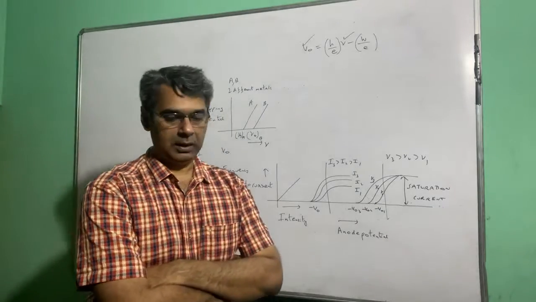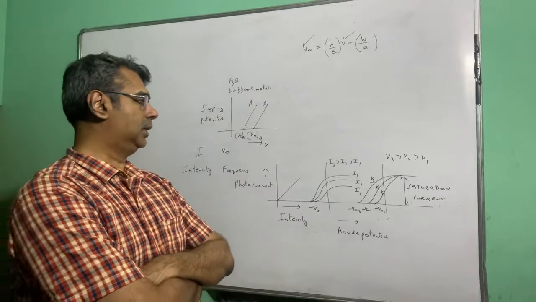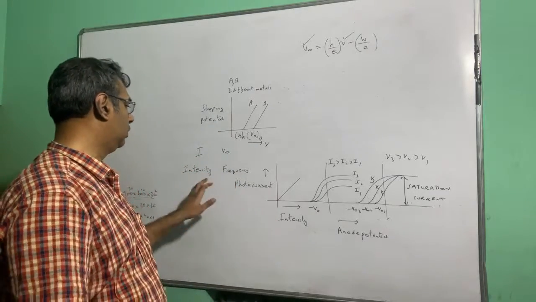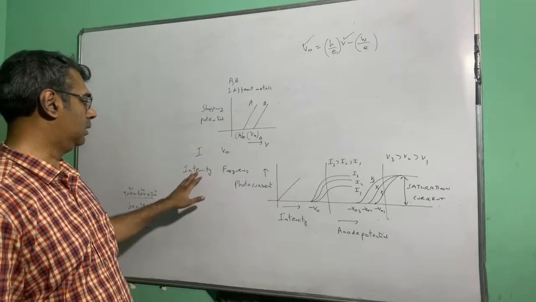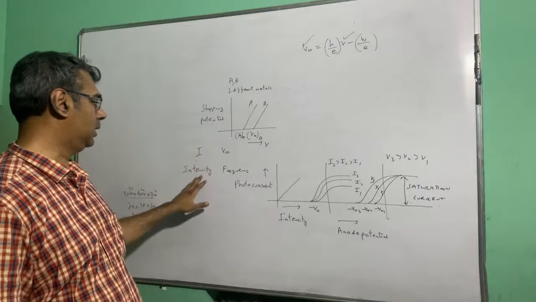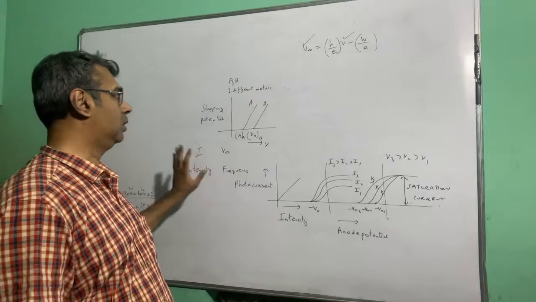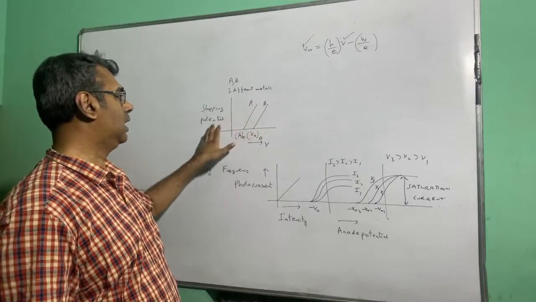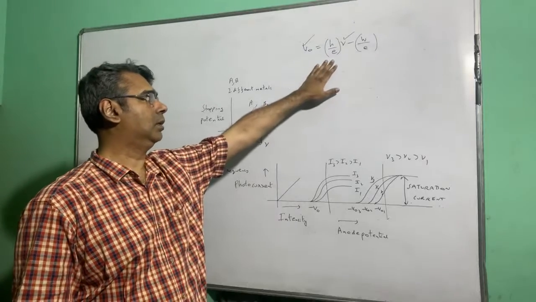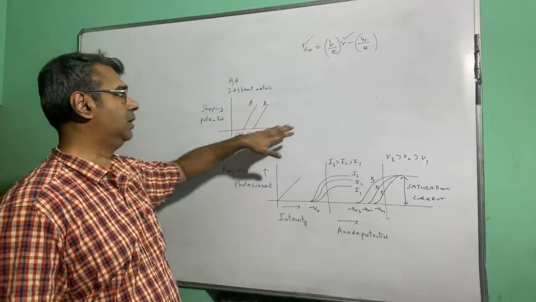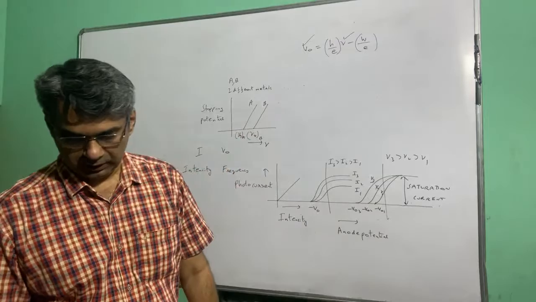So, what are the important things to note that we have already discussed? Photocurrent depends on intensity but not frequency. Stopping potential depends on frequency but not intensity. And in the last graph, the slopes are equal because they are all h by e, and the y-intercepts are different because they are all w by e.